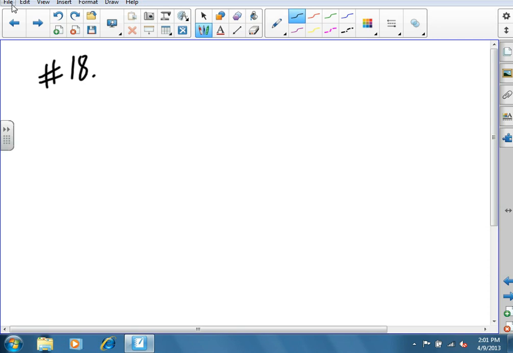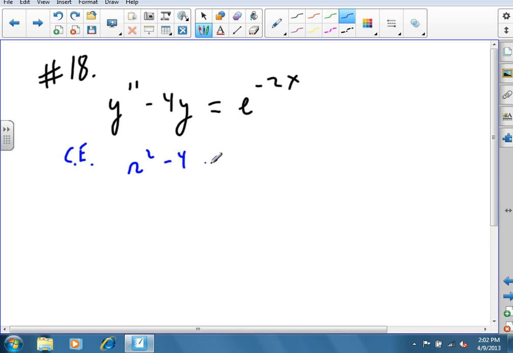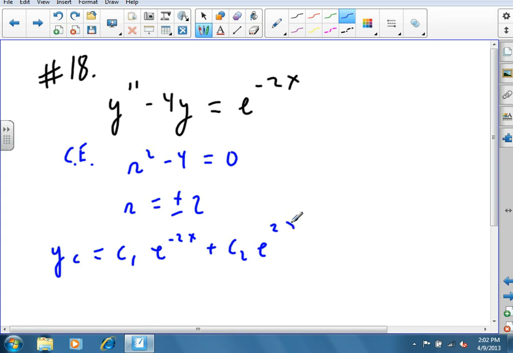Alright, going again, and we're doing number 18. Y double prime minus 4y is equal to e to the minus 2x. Okay, so I got a characteristic equation of the homogeneous solution, which would be r squared minus 4 is equal to 0. R is going to be plus or minus 2. Y sub c is c1 e to the minus 2x plus c2 e to the 2x.